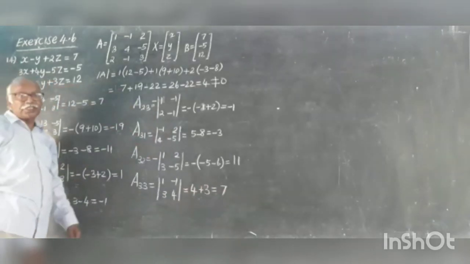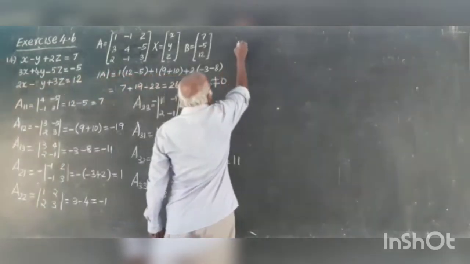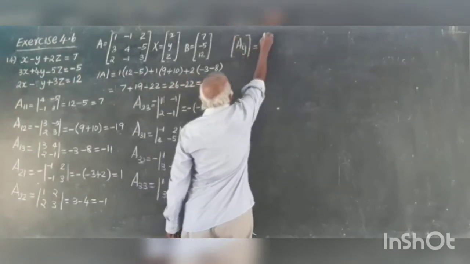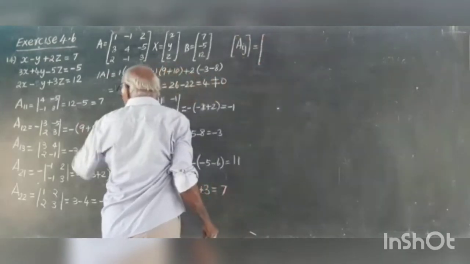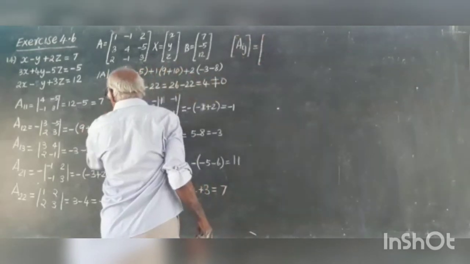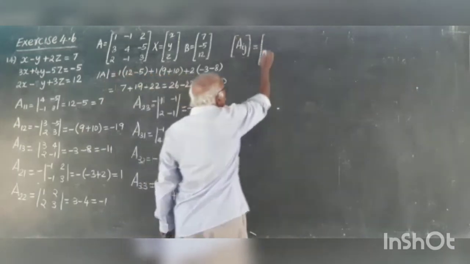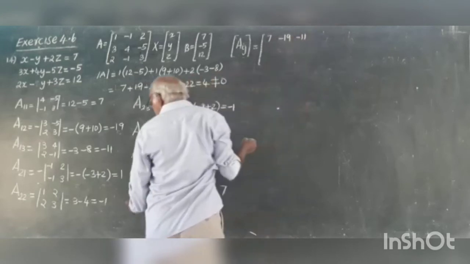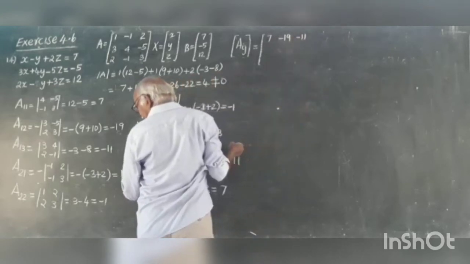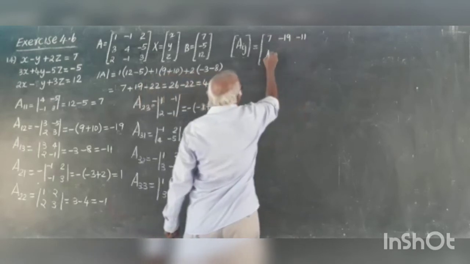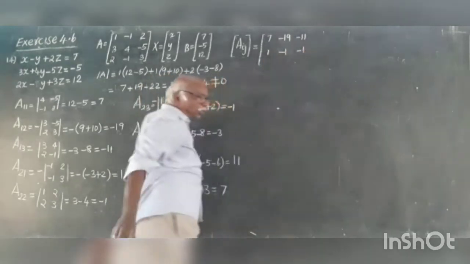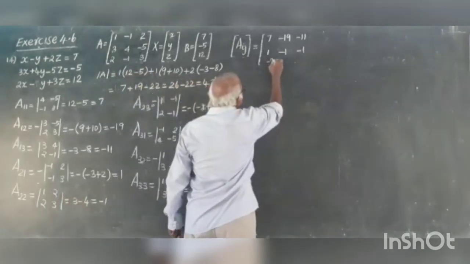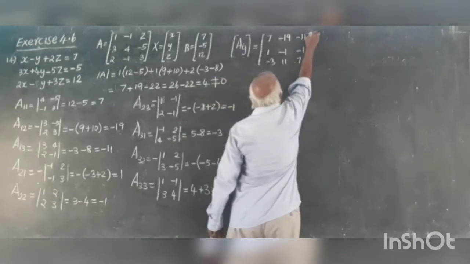So we have all the cofactors. Then find capital Aij, that is the cofactor matrix. Capital Aij is equal to: first row 7 minus 19 minus 11. Second row 1 minus 1 minus 1. Third row minus 3, 11, 11.